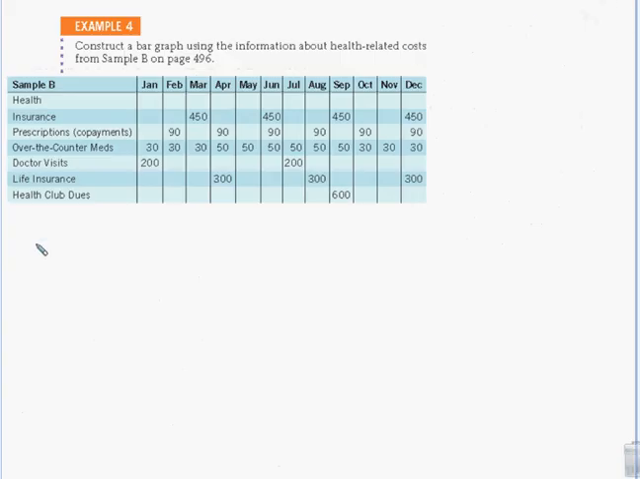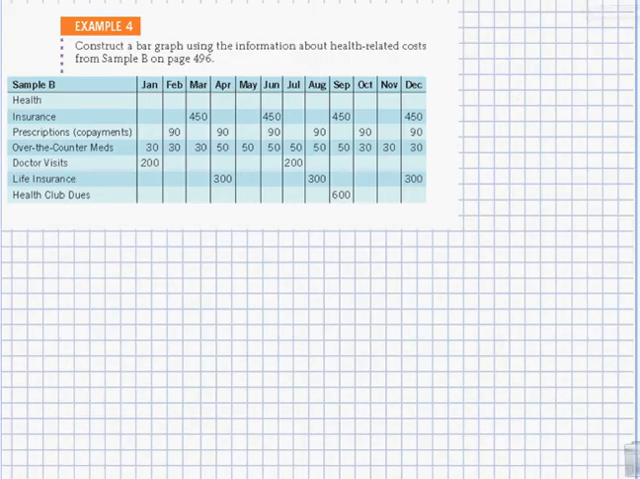Here we're going to construct a bar graph. Bar graphs are probably one of the easiest kind of graphs to construct. I recommend we take our graph paper and we have dollar amounts go up the side and categories go along the bottom. And let's see, our smallest amount appears to be 30, and our largest amount, 600.